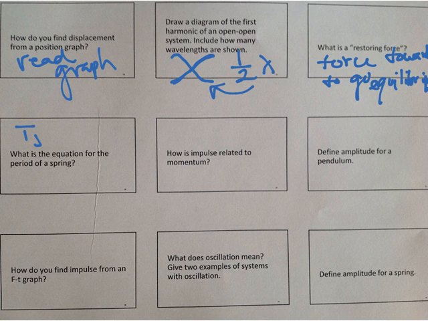All right, period of a spring. So again, we have that 2 pi hanging out. And then we're going to know that if I have a heavier mass, it's going to take longer, and if I have a higher spring constant, it's going to take less time. Impulse is the change in momentum.